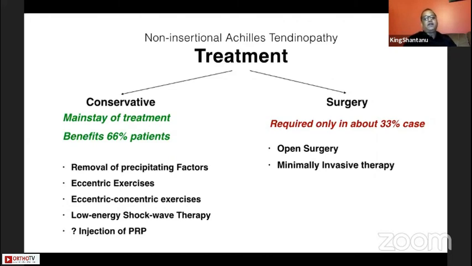There are conflicting reports in the literature. My friend Chua just told that in certain cases of insertional, where there is no calcification, he has found this PRP to be useful, but yes, the jury is still out as far as the use of PRP is concerned in non-insertional tendinopathy. Surgery, yes, only about 1/3 of the patients in whom the conservative treatment fails. In those patients only surgery is required, which could be open surgery, could be minimally invasive modern methods.